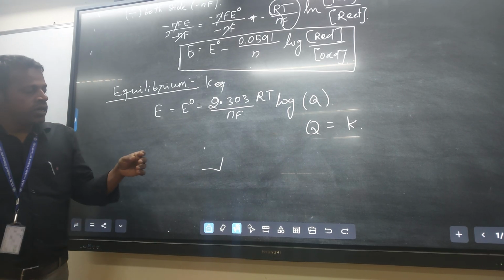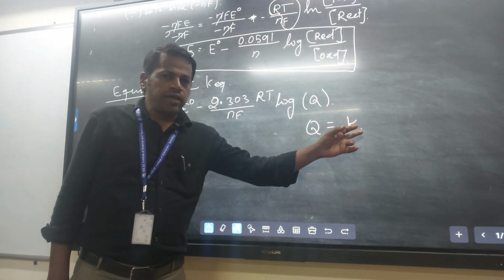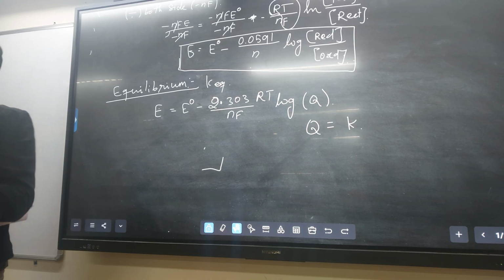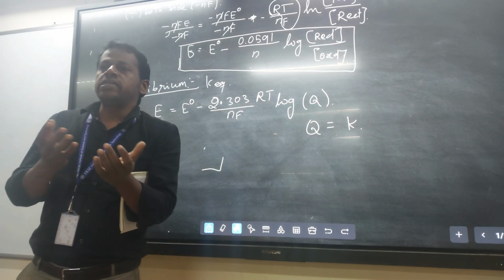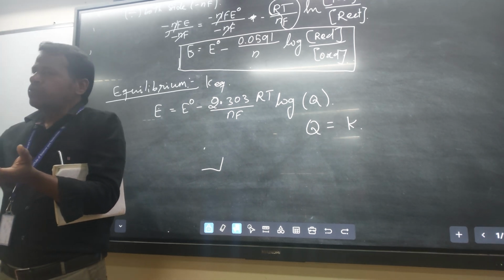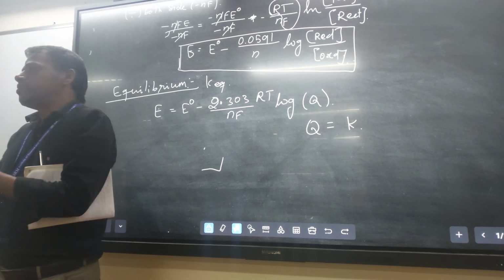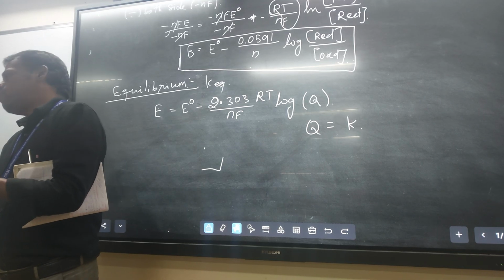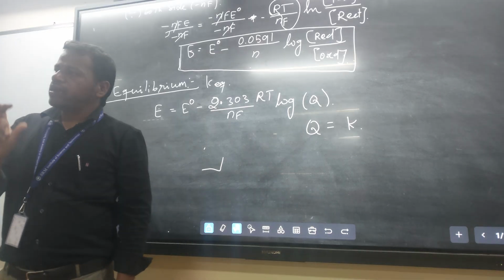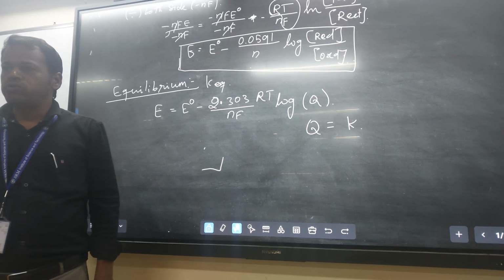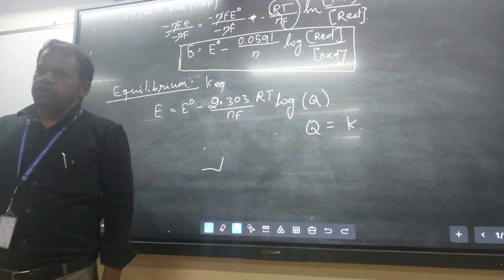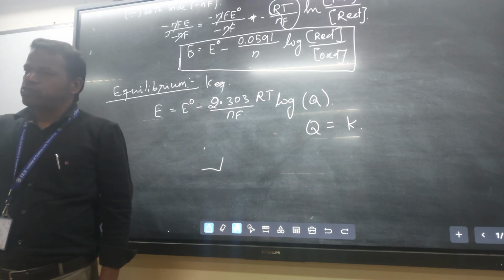Let's think about it. When Q equal to K, the reactant and product attain the same concentration. When they attain the same concentration, it won't transfer the electron from anode to cathode because it attains the equilibrium. When the electron is not transferred from anode to cathode, what is that cell? That is a dead cell. We should not use it, we throw it.